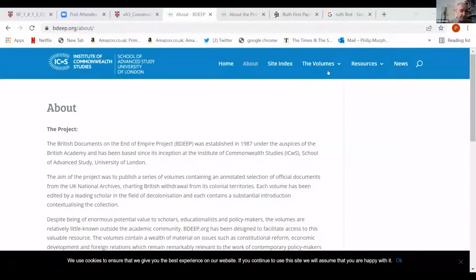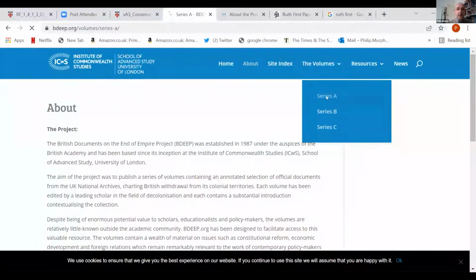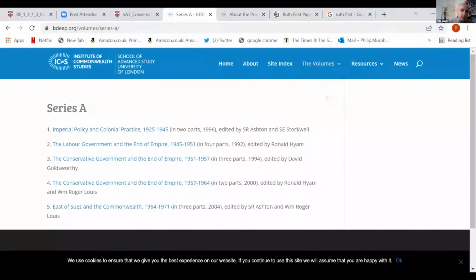There were three main series in BD. Series A, you can see here if I bring it up. These were broad chronological spans, running from 1925 to 45, 45 to 51, the Attlee government, 51 to 57, Churchill, Eden, the Macmillan governments, and then 64 to 71. So that brings in both Wilson and early Heath governments. What they provide is an overview of British government policy, a mixture of Prime Minister's Office, Colonial Office, Commonwealth Relations Office files over a range of different topics.